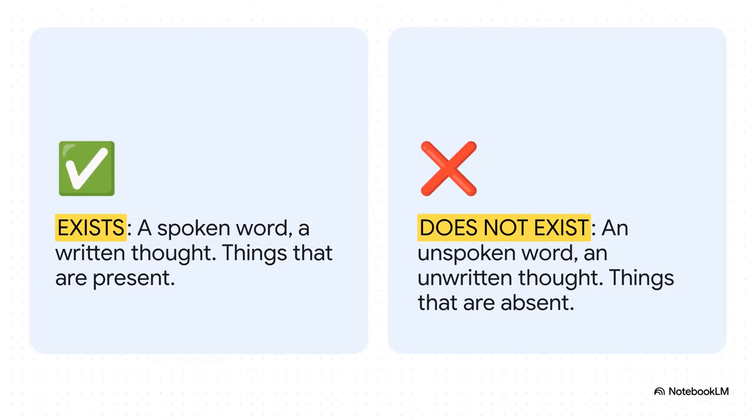So you end up with this world that's just full of these neat little pairs, on or off, present or absent. A word is either spoken or it's not. A thought is either written down or it isn't. Everything is tidy, everything is logical, it all fits. But you have to ask, is that really how reality works? Is it really that clean?